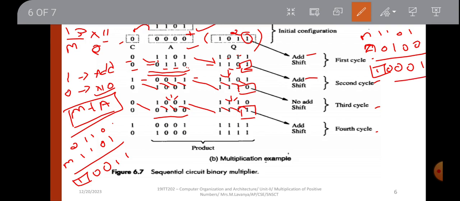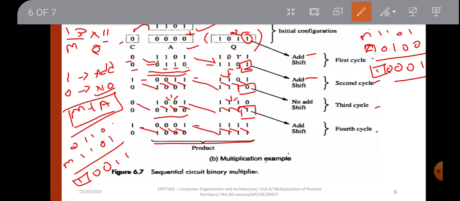0001 and 1 for carry. We have completed the add and we have to perform the shift operation. It is a right shift, so shift everything by 1 bit position. That's it. This is our final product. After completing the fourth cycle, whatever answer we receive will be the output of the multiplication product.